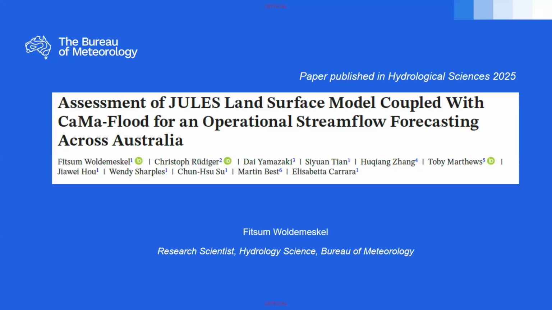So, Fitsum Lemeskel from the Bureau of Meteorology. I'm going to talk about the recent paper that we have published in Hydrological Sciences. It's focusing on assessment of the JULES land surface model coupled with CaMa-Flood for operational streamflow forecasting in Australia. It's co-authored by several people from the Bureau internally, as well as the University of Tokyo, CEH, ECMWF, and the Met Office. So it's really a collaboration of several people.